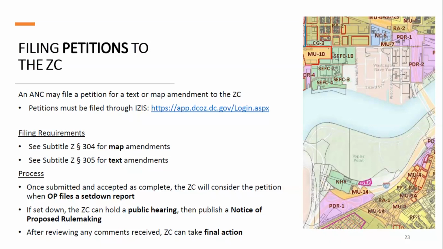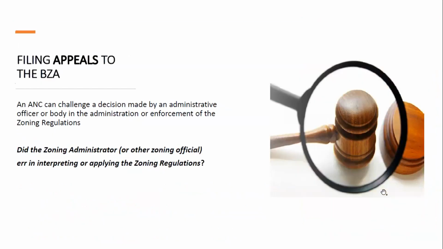And if it is set down, then the zoning commission will hold a hearing. And once that hearing is held and proposed action is taken, then a notice of proposed rulemaking will get published in the DC Register for a 30-day public comment period. And after reviewing any comments, the zoning commission can then proceed with final action.